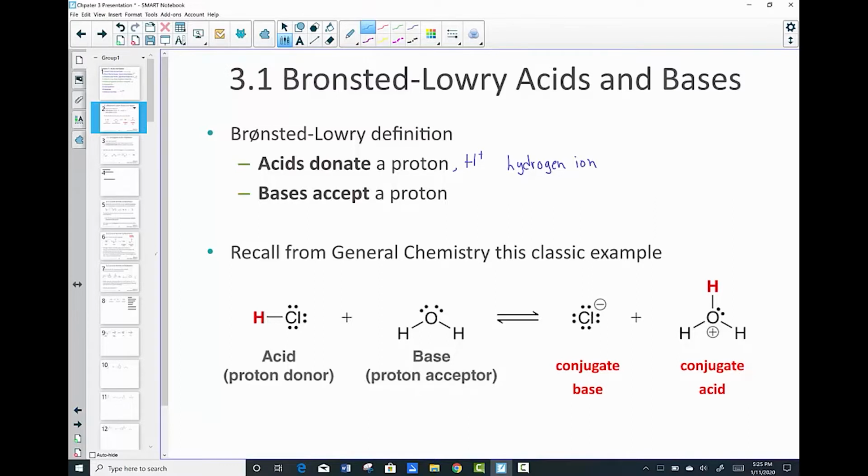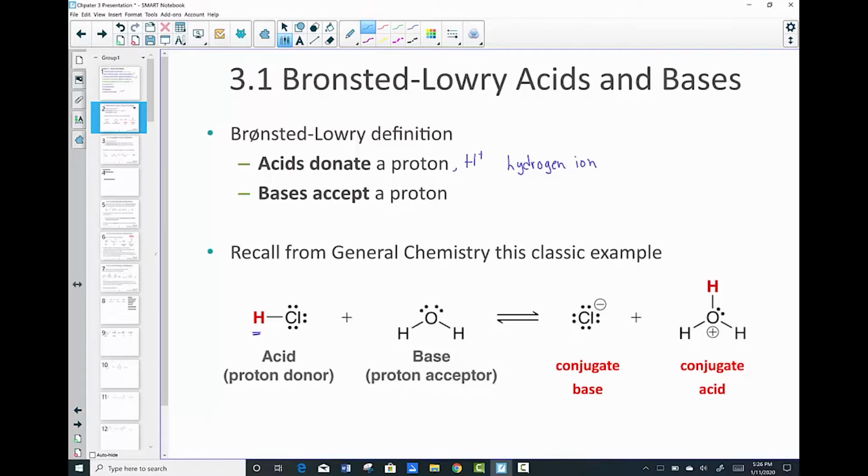So if an acid donates a proton, where does it go? Well, it goes to the base that accepts the proton. So a very classic example of Bronsted-Lowry acid-base chemistry gives me HCl, hydrochloric acid. Highlighted in red is the proton, HCl. And over here it's reacting with water.